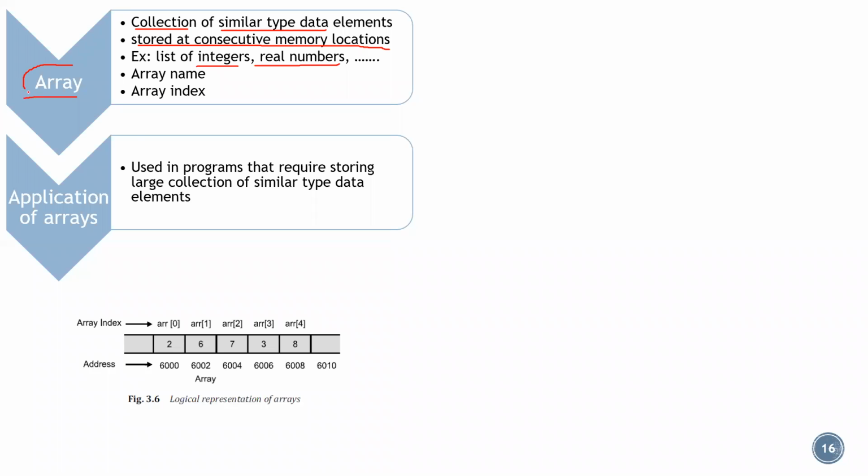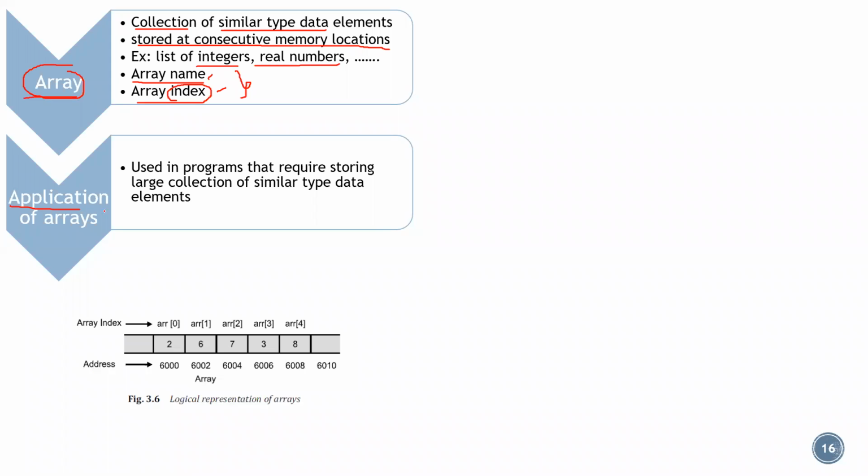Now when we are talking of an array, an array will have a name associated with it, and it will have an index associated with it. So using the name and index, I can access any specific element within the array. So this we'll just discuss.